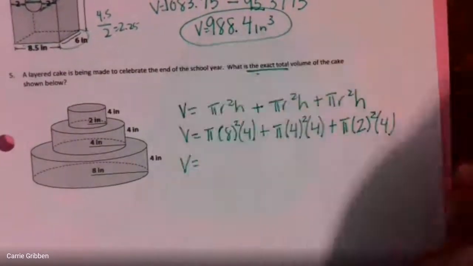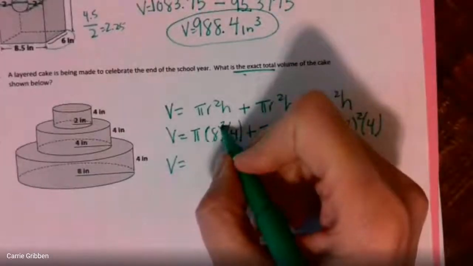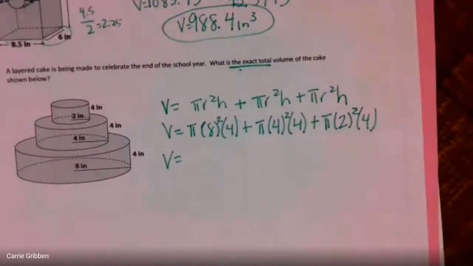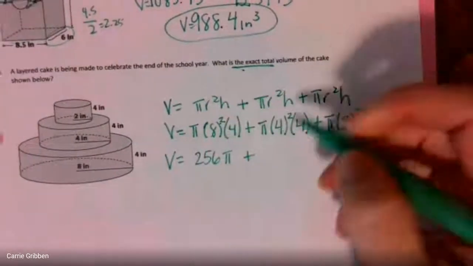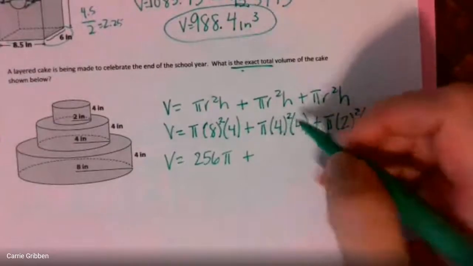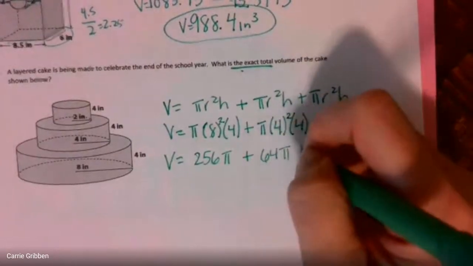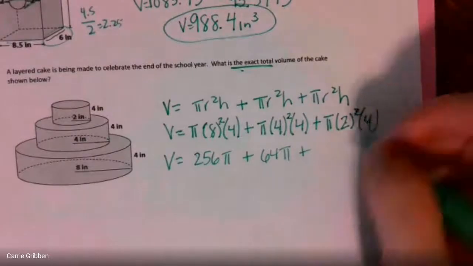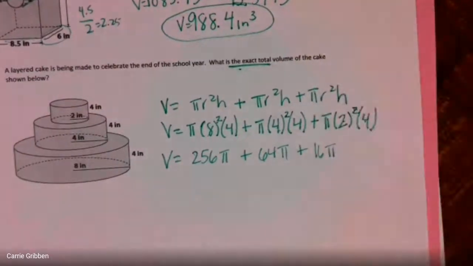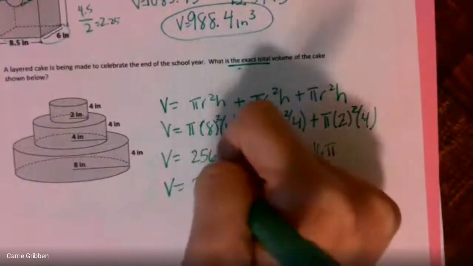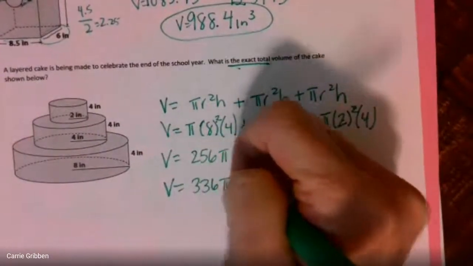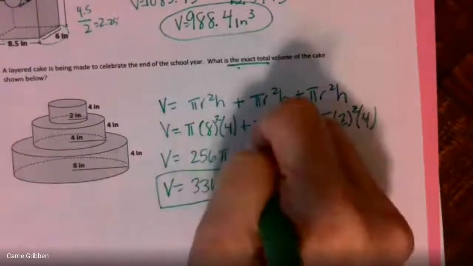So if we just simplify each part, 8 times 8 is 64. 64 times 4 is 256. So 256 pi plus 4 times 4 is 16. 16 times 4 is 64 pi. And 2 times 2 is 4. 4 times 4 is 16 pi. And it's just a matter of adding 256 plus 64 plus 16. And the whole thing would be 336 pi inches cubed. That would be our exact answer.